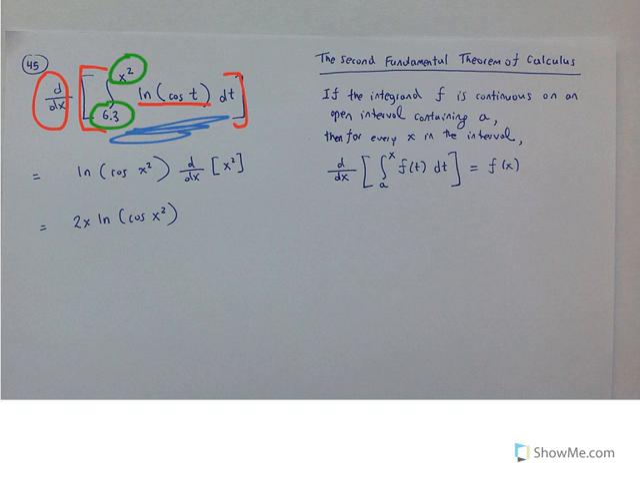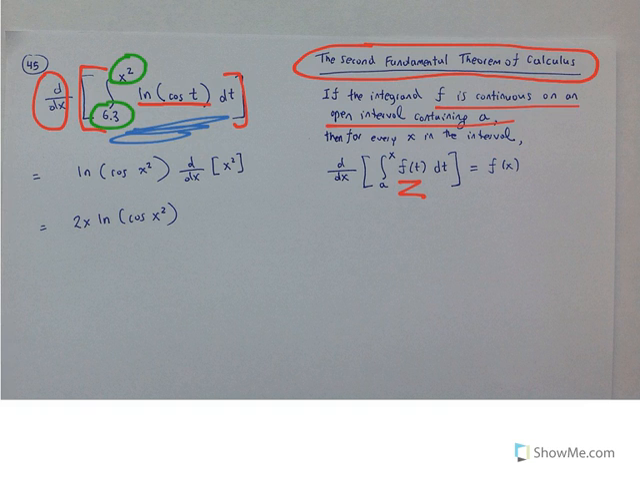It is an easy problem to do if you remember something that we've learned before, the second fundamental theorem of calculus. If you have an integrand that is continuous on an open interval containing a, in our problem a would be 6.3, then for every x in the interval, the derivative of the function with respect to x would be the integrand, but the t in the integrand would be replaced with the upper limit of integration.